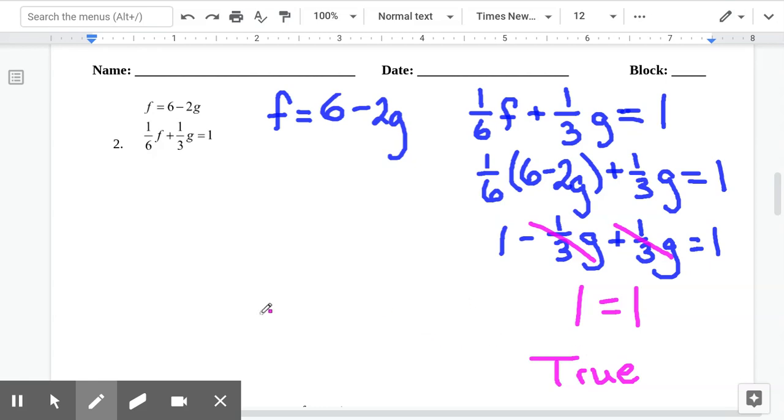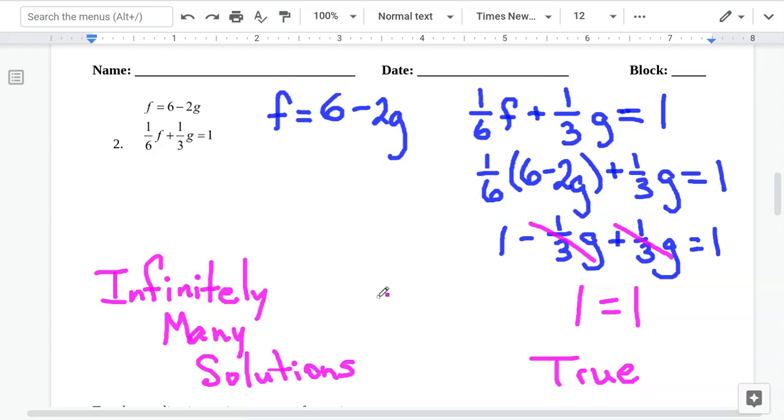That was also something that we had said when we graph. If there's a case where the equation is not true, such as 3 equals 1, that's never going to be true. That would be a case of no solution. But because we have a true statement, we are going to interpret that as infinitely many solutions.